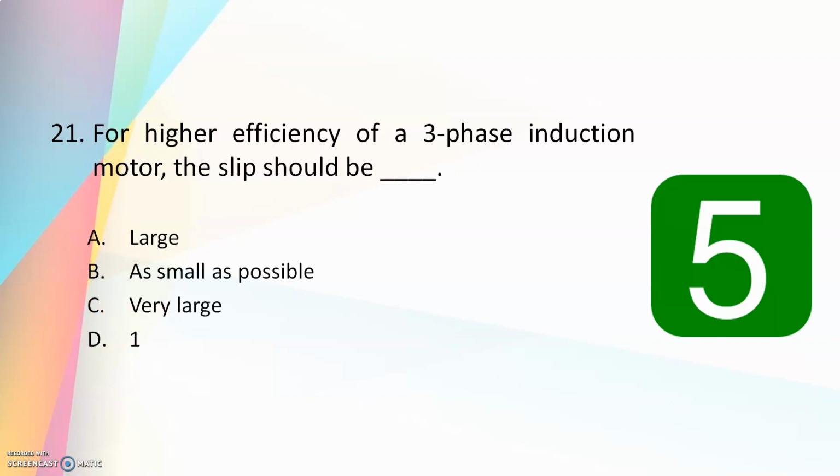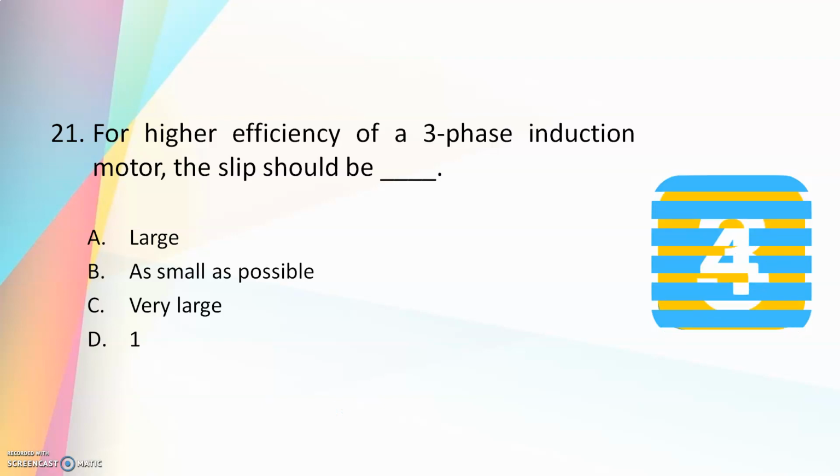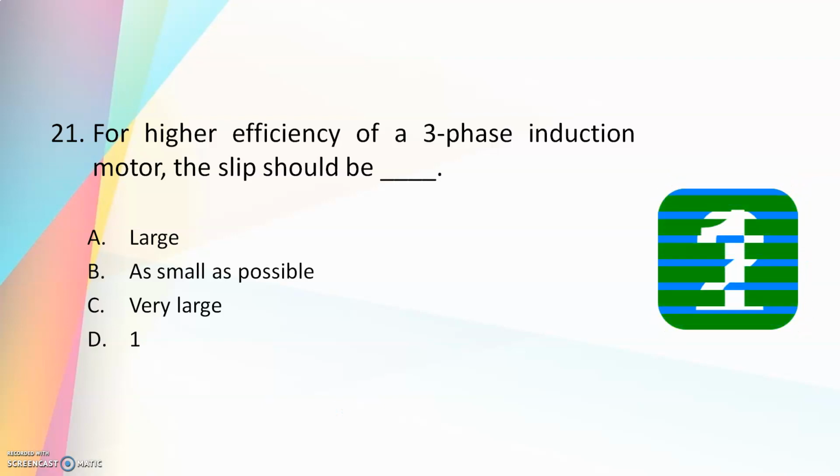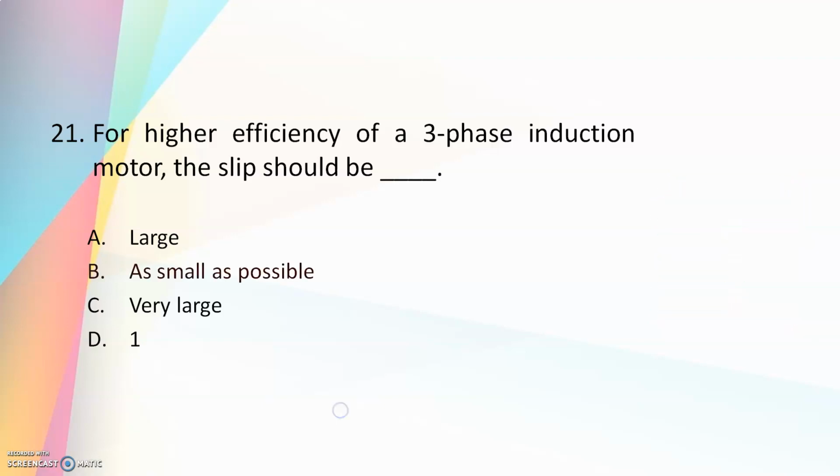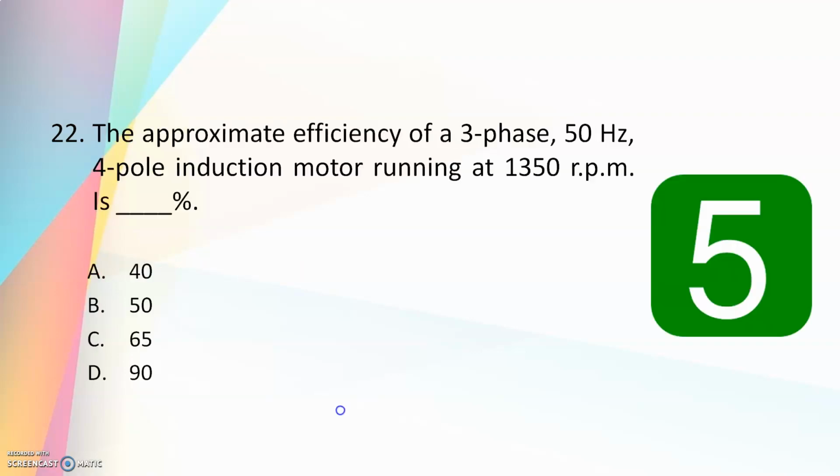For higher efficiency of a three-phase induction motor, the slip should be large, as small as possible, very large, 1. And here you go. And the answer is very simple. It should be as small as possible, because the efficiency is equal to 1 minus S. So slip is small means efficiency is high.